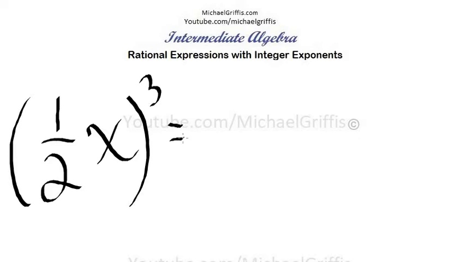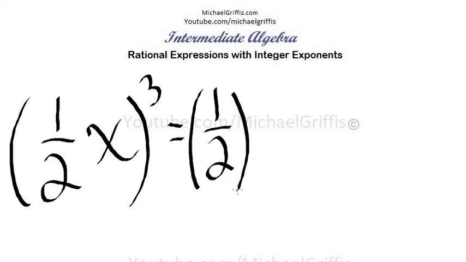All right, first thing we're going to do is break this up. So this becomes 1/2 raised to the third power times x to the third power. Remember there's a 1 here. And an exponent raised to an exponent, a power, you just multiply them.